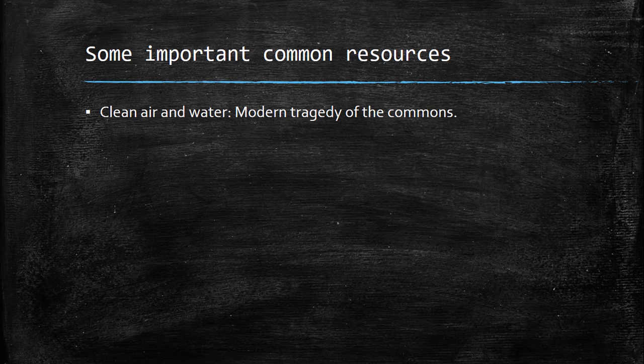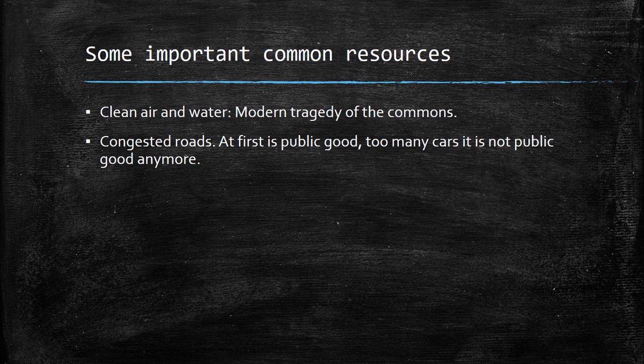Now, some examples of common resources. Clean air and water. This is a modern tragedy of the commons because more and more firms pollute, and we are realizing the damage from that. So we are trying to put in taxes, to punish these kinds of firms that pollute more than the standards.